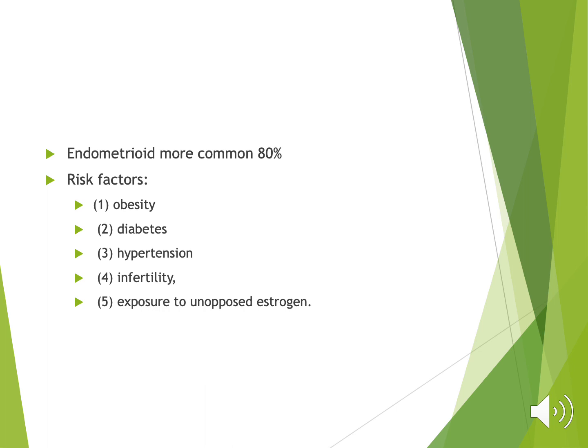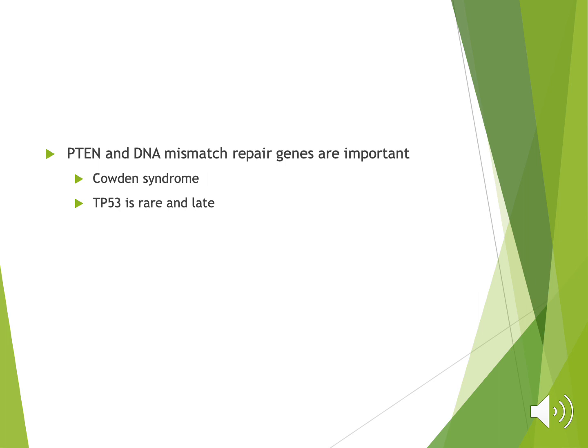Other risk factors include diabetes and hypertension. And as we mentioned previously, PTEN and DNA mismatch repair genes are important. PTEN is involved in the Cowden syndrome, which carries increased risk of malignancy in breast, thyroid, and endometrium. TP53 is rare and occurs late in the pathogenesis of this tumor.